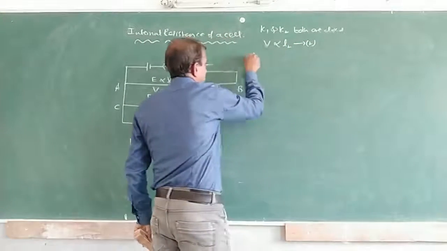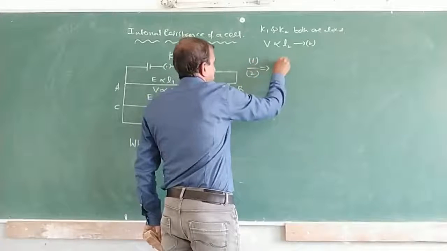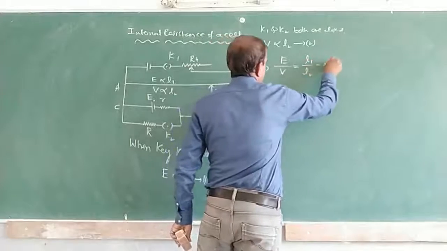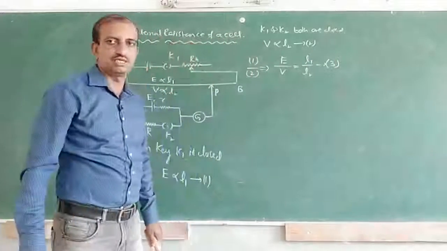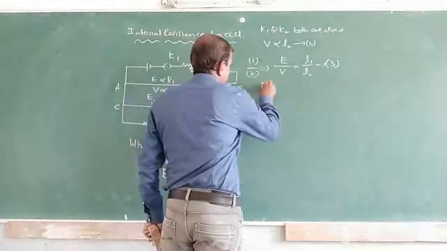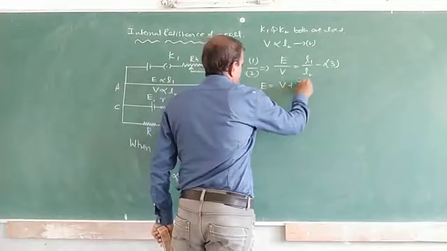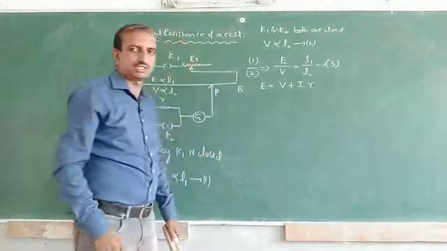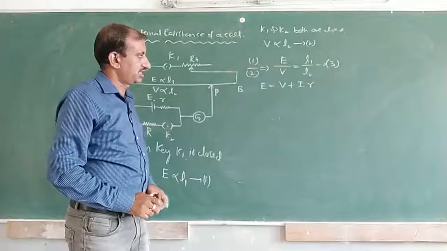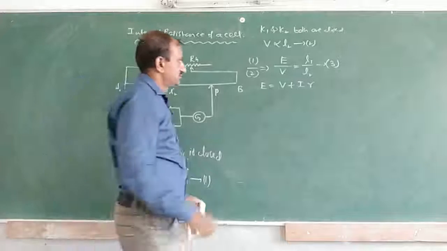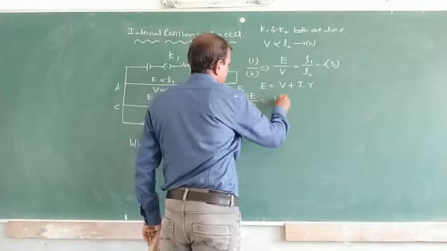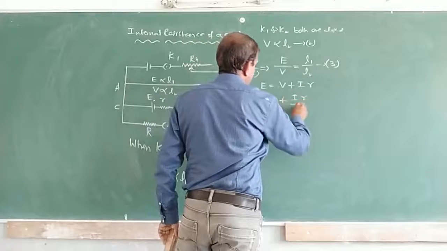Equation 1 divided by 2 implies E by V is equal to L1 by L2. Call this equation number 3. E by V is equal to L1 by L2. We know that E is equal to V plus I into r, where E is the EMF of the cell, V is the terminal potential difference, I is the current through the cell and r is the internal resistance of the cell. Now divide throughout by V. This becomes E by V is equal to 1 plus I into r divided by V.